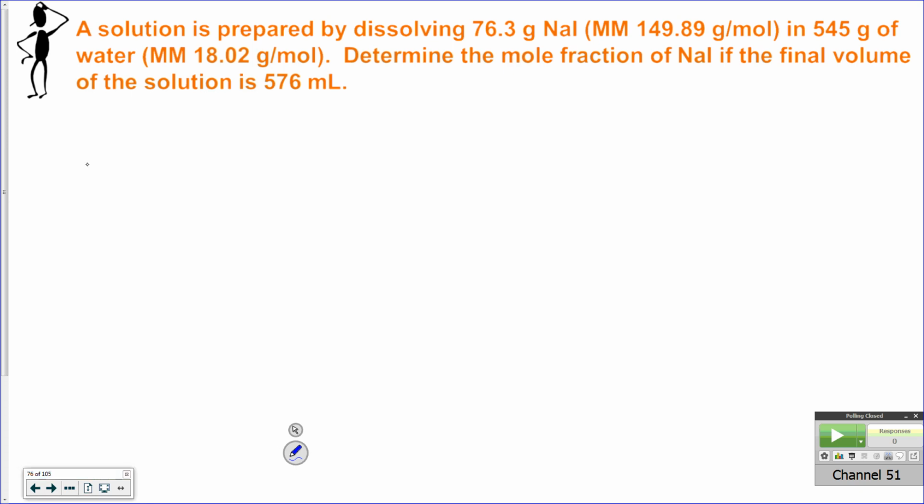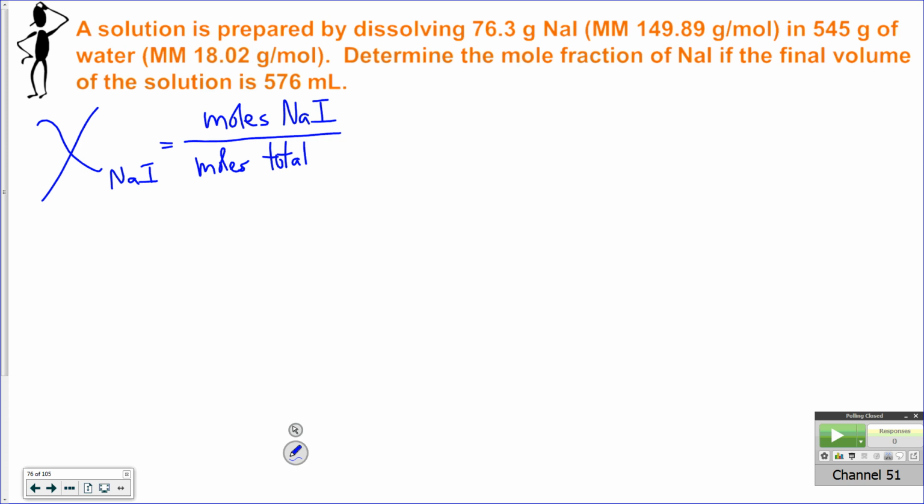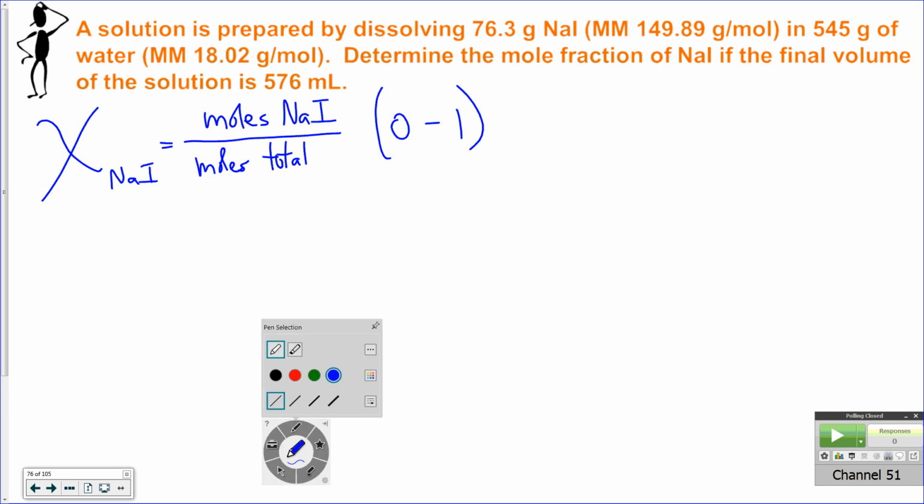So the mole fraction of the solute, that's the sodium iodide, is equal to the moles of sodium iodide divided by the moles total. And just remember the range of numbers it can be: anywhere from 0, no moles of it, to 1, if it was all of it. So if you ever get a number greater than 1, something's wrong with your calculation. Right? So we simply need to calculate the moles of each one of those things and plug in our numbers. So let's calculate the moles of each.